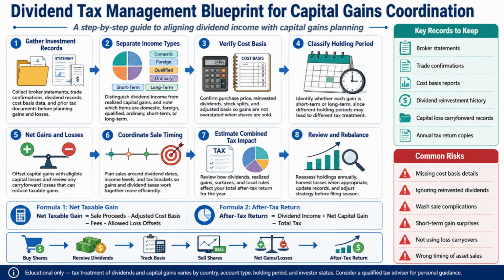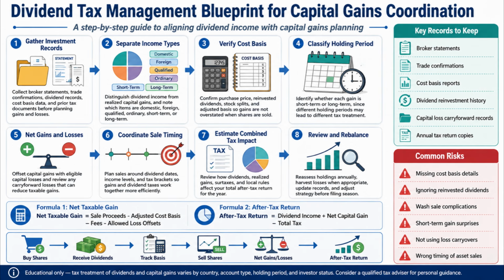A simple formula for net taxable gain is sale proceeds minus adjusted cost basis, minus fees, minus allowed loss offsets. This helps investors calculate the gain that may actually be taxable after eligible adjustments. Another useful formula is after-tax return equals dividend income plus net capital gain, minus total tax. This reminds investors to focus on what they keep after taxes, not just what they earn before taxes.